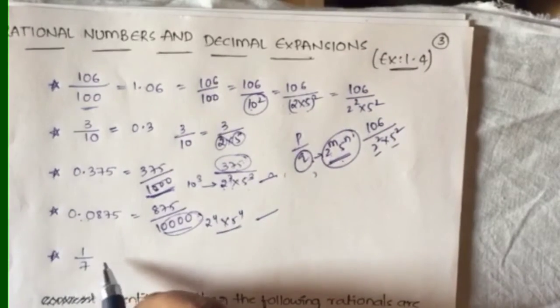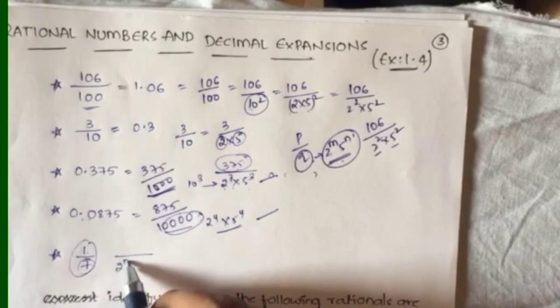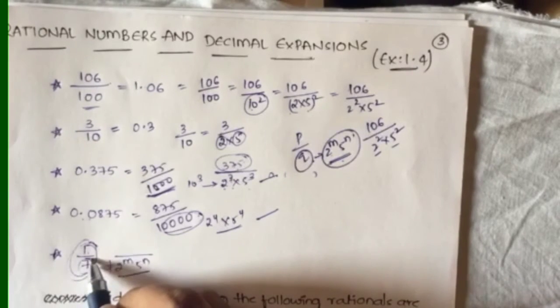Coming to 1 by 7, you cannot express it this way. This 7 cannot be expressed in 2 power m into 5 power n form. That is the reason why this is a non-terminating decimal.